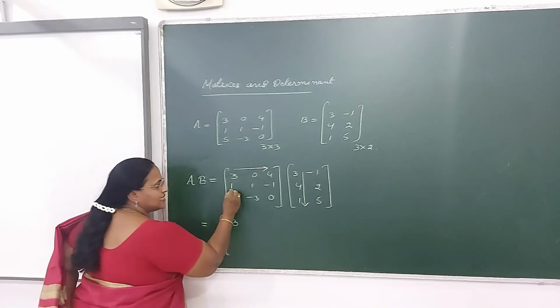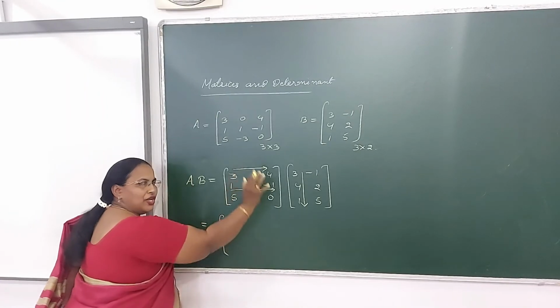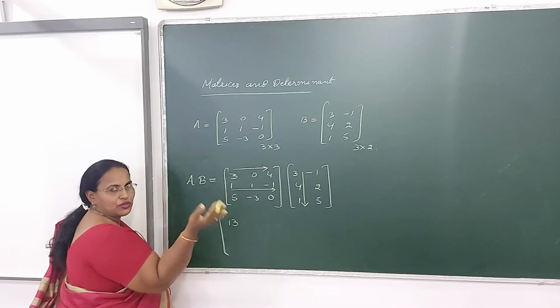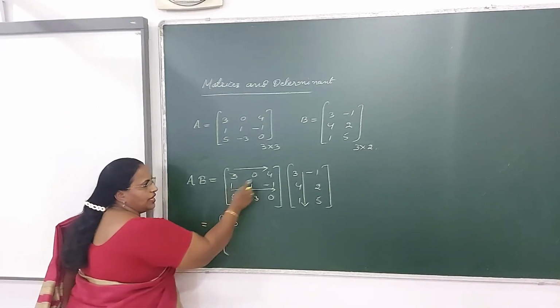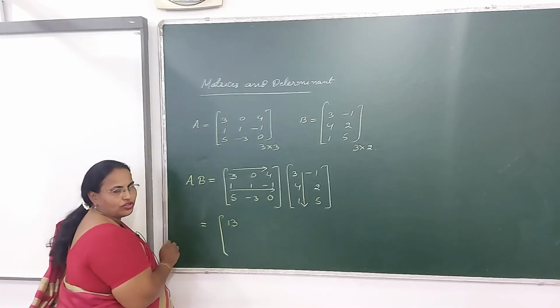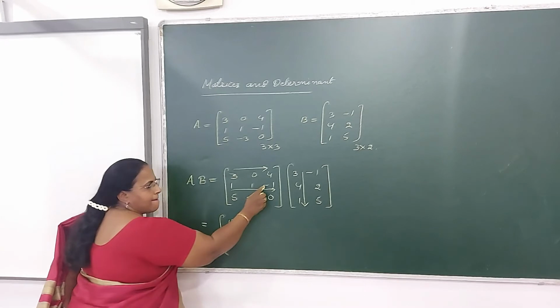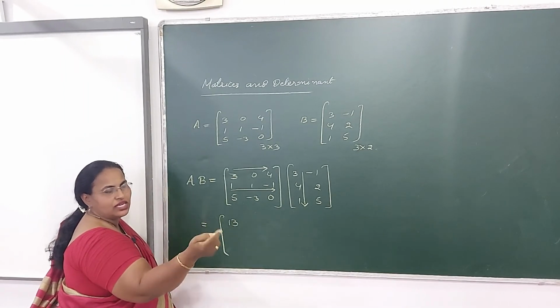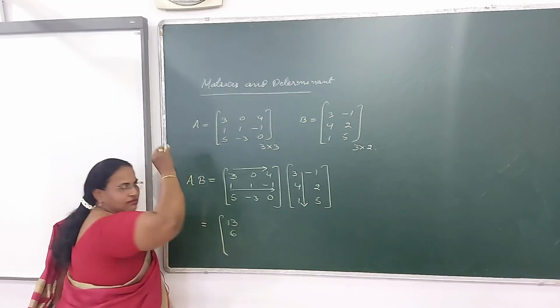Now moving to the second row. We'll continue with the first column, no problem. So the same procedure of multiplication. 1 into 3 is 3, plus 1 into 4 is 4, 3 plus 4 is 7, plus minus 1 into 1 is minus 1. So 7 minus 1 is 6.